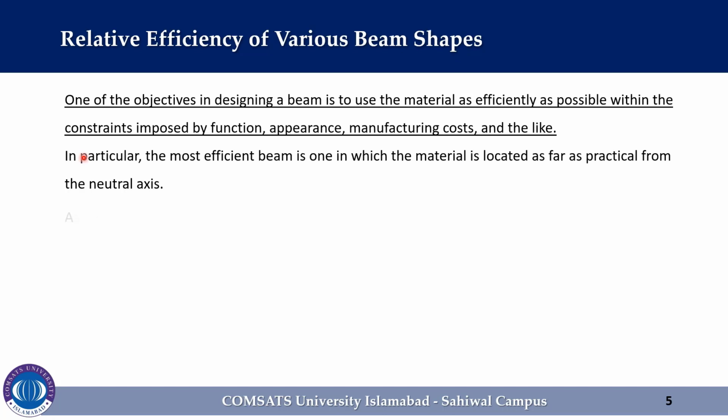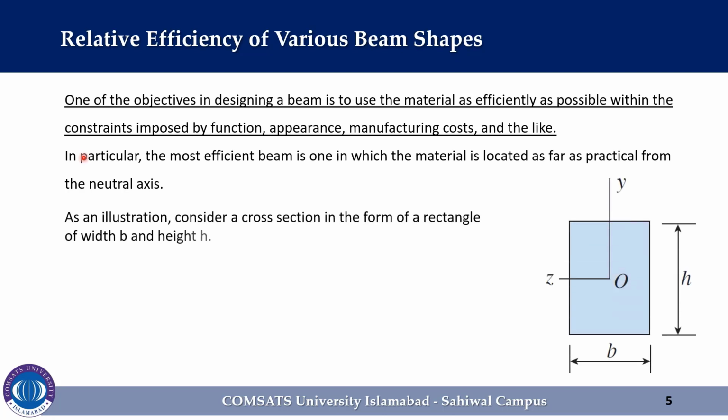As an illustration, consider a cross section in the form of a rectangle of width b and height h, as you can also see in the figure here. In this case, the section modulus can be expressed as S is equal to b h squared over 6.